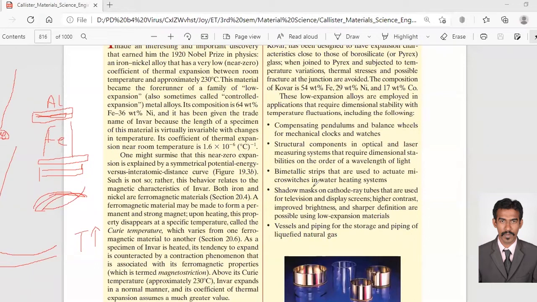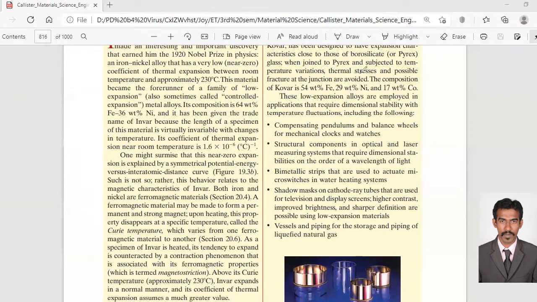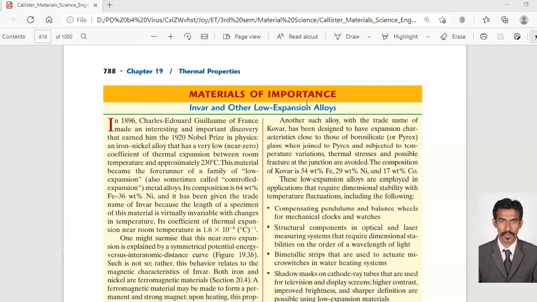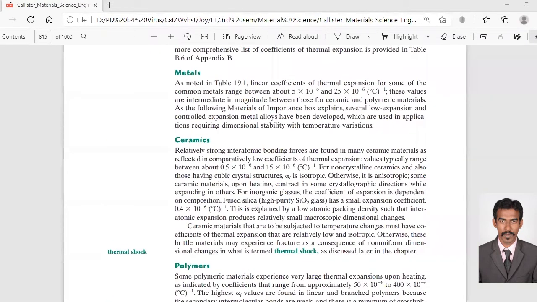Then I have shadow masks on cathode ray tubes that are used for television and display screens, and vessels and piping for the storage and transport of liquefied natural gases, right? So these are some phenomena showing why temperature fluctuation is not advisable in some particular applications. This is why we need low expansion alloys: invar, super invar, and povar. These alloys have a very low thermal expansion coefficient, so they are preferred for some particular applications, right?